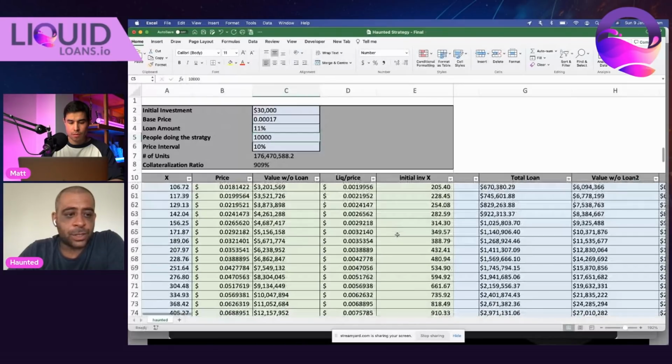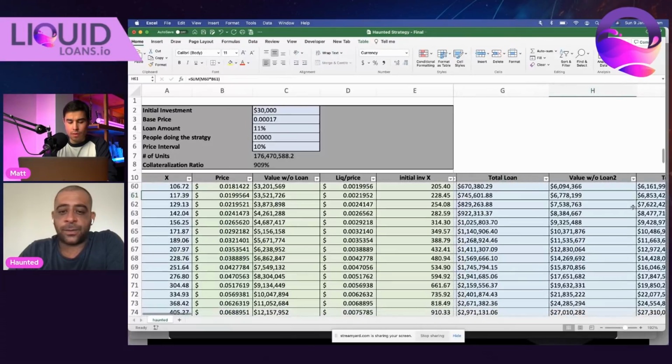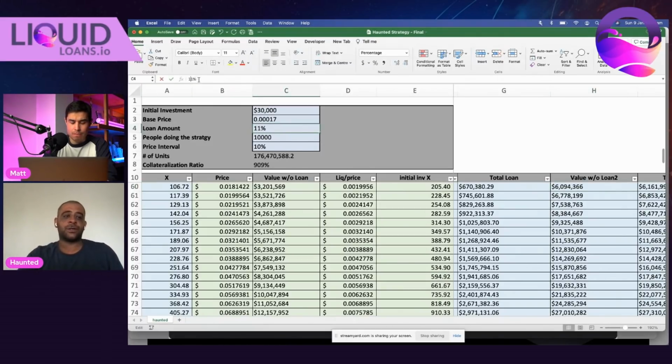So if you use 11% at 106x, you've doubled your initial investment from just leaving it and doing nothing. And you'll be sitting at 6 million, with 6 million in your vault. So yeah, just changing that number, simply 1% changes the whole thing.